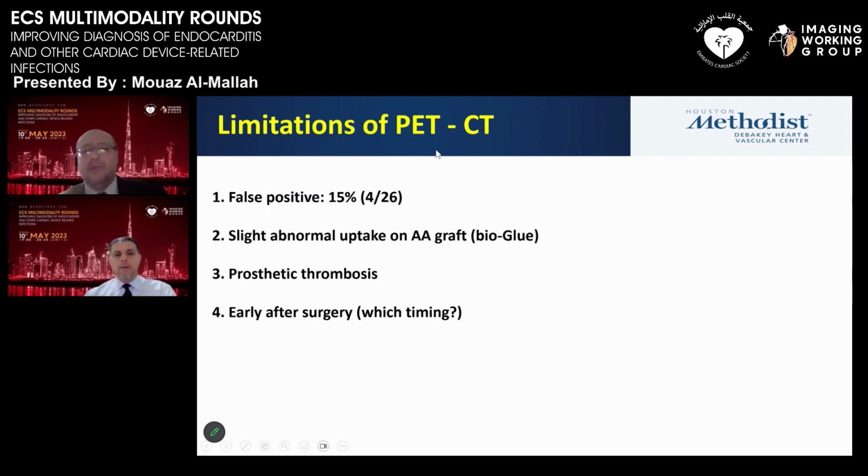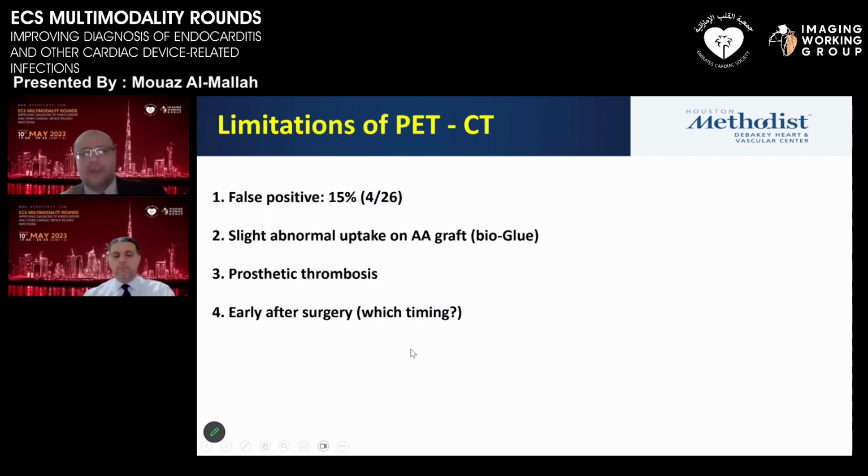So what are the limitations of FDG PET? It could be false positive, in about 15%. Obviously, as we are gaining more experience, we're getting fewer of these false positives, and you need to prepare the patient very well. You can also see FDG uptake on the glue material that they use in surgery, so that makes it also more difficult. There are also prosthetic thrombosis; sometimes thrombosis might give you a little bit of FDG uptake. And there is timing after surgery.